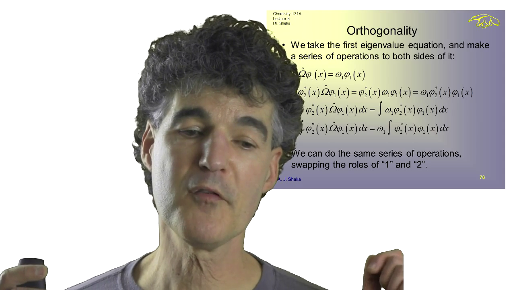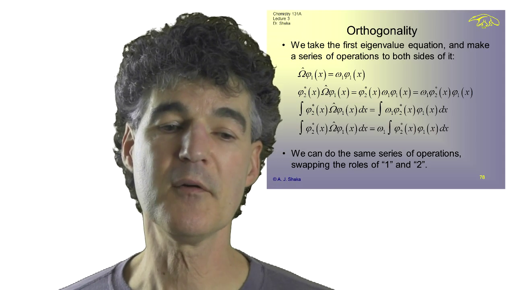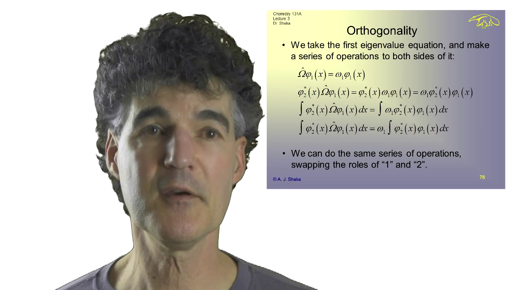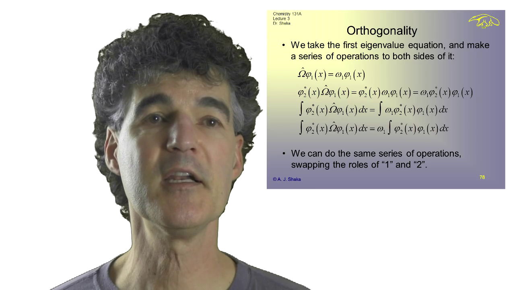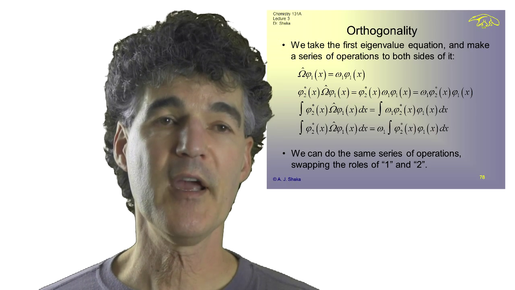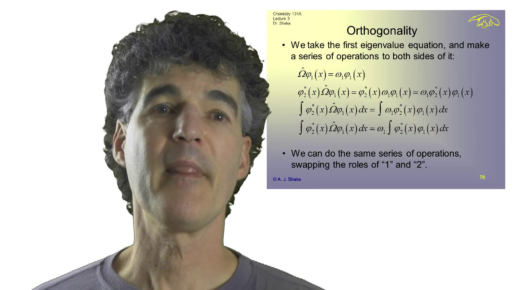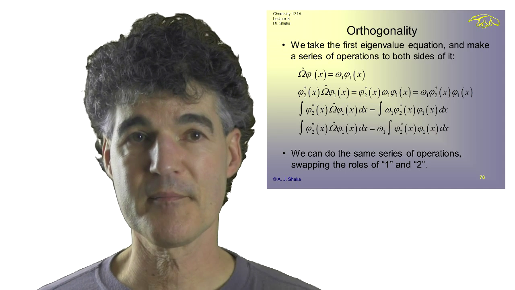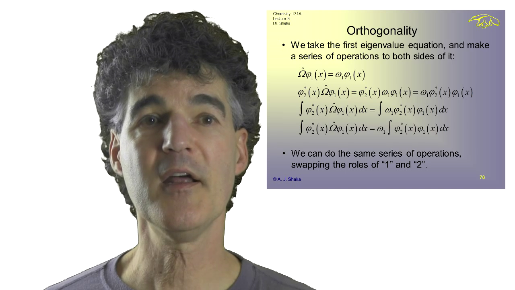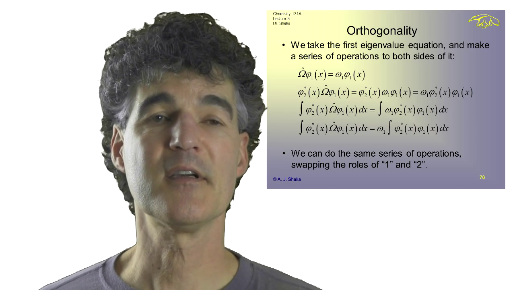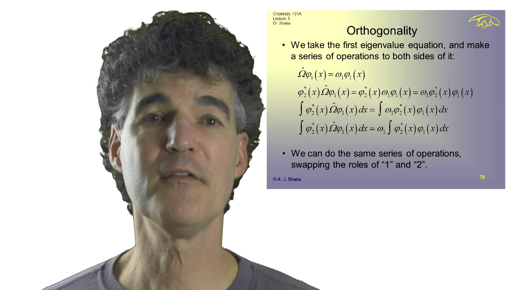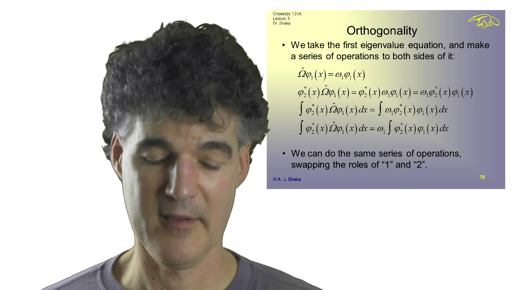Now I'm going to put an integral on both sides, because if two things are equal, and I multiply them both by phi 2 star, they're still equal. And if I integrate them both over dx, they're still equal. They don't become unequal. And so I integrate phi 2 star omega phi 1 dx. And that's the integral of omega 1. And since omega 1 is a constant, I pull it out, and I end up with omega 1 times the integral of phi 2 star phi 1 dx.